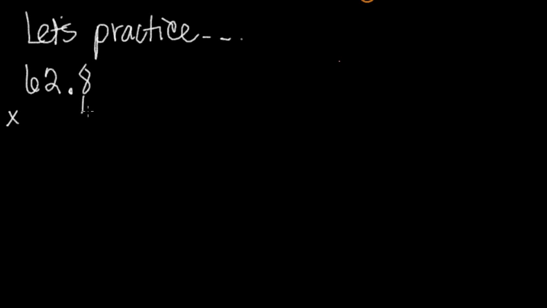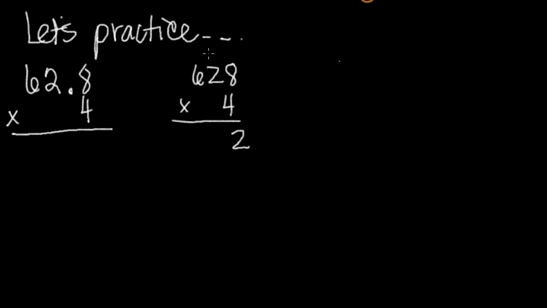Okay, so 62 and 8/10 times 4. Multiply it just like it's 628 times 4. Just ignore the decimal for a minute. 4 times 8 is 32. Carry the 3. 4 times 2 is 8, plus 3 more is 11. 4 times 6 is 24, plus 1 is 25. Now we need to put the decimal back in. What's the tenths place?